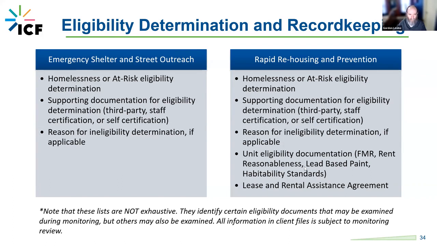For rapid rehousing and prevention, we're really looking at, for rapid rehousing, documentation of literal homelessness. For prevention, we're looking for documentation of at risk or imminently at risk, which are two separate definitions. Supporting documentation, again, that's getting third-party, staff certification, self-certification. If they're determined to be ineligible, you need to justify that. This, incidentally, is a great place for a note to file, because if you just stick something in there that does not explain that it is the reason for ineligibility determination, a monitor is liable to miss that. And so the note to file is a powerful tool here.